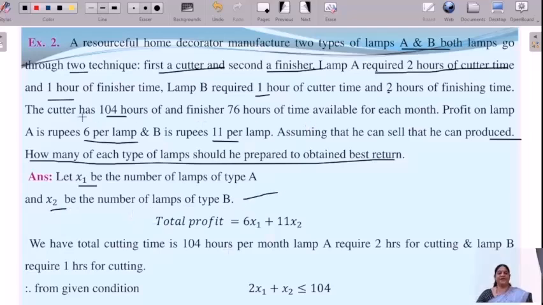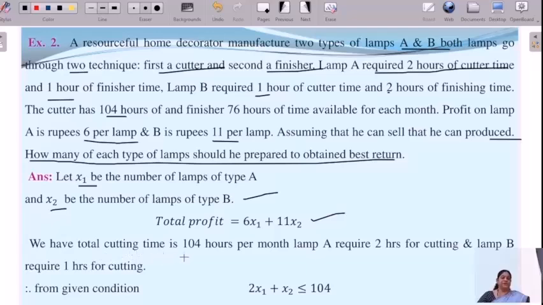We are given that the profit per lamp is rupees 6 for lamp A and rupees 11 for lamp B. Therefore, our total profit is 6x1 plus 11x2, because we have prepared x1 lamps of type A and x2 lamps of type B.